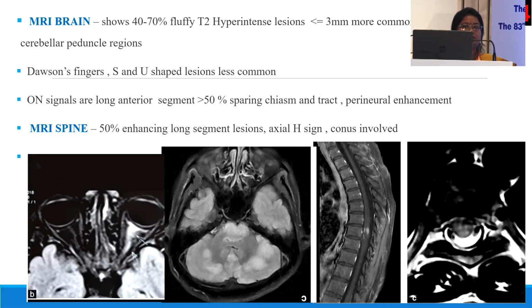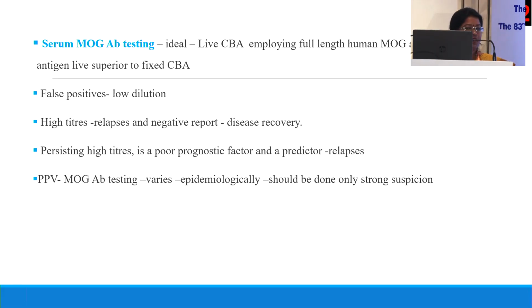lesions in MOGAD. And for serum MOG antibody testing, ideal is to do a live cell-based assay, which is a characteristic pattern of assessment, but we also have fixed cell-based assays which are available. And false positivity is quite common when we use a low dilution, and high titers can cause a relapsing event of optic neuritis, and sometimes a negative report is equivalent to a disease recovery.